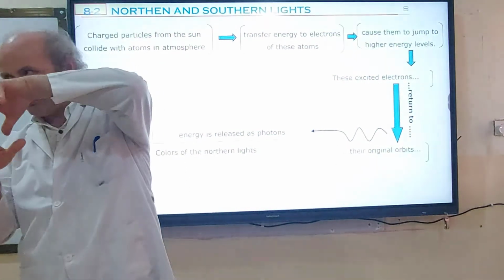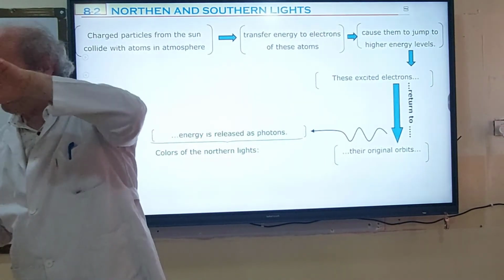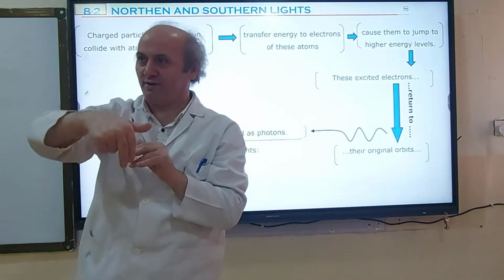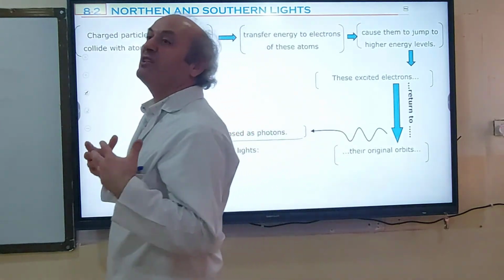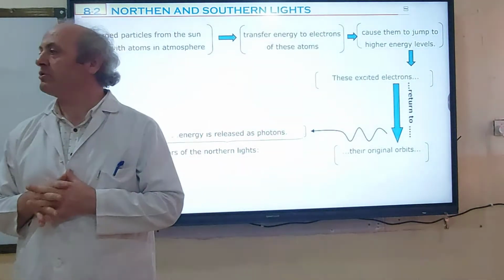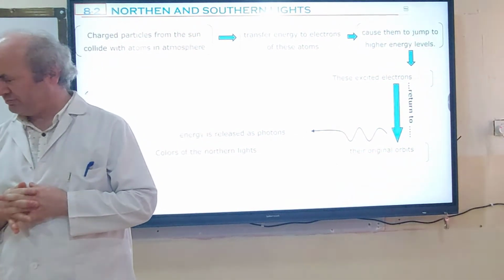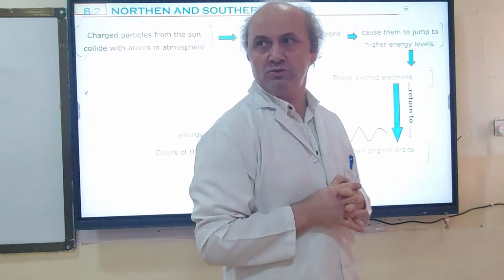But around the equator, the magnetic field is horizontal, and the horizontal magnetic field blocks them. But at the poles, it is vertical, and they start entering the atmosphere of the Earth at the poles. When they enter the atmosphere, they start colliding with the atoms in the atmosphere. Which atoms are more dominant in the atmosphere of the Earth? Hydrogen, oxygen and nitrogen. They collide with these atoms.